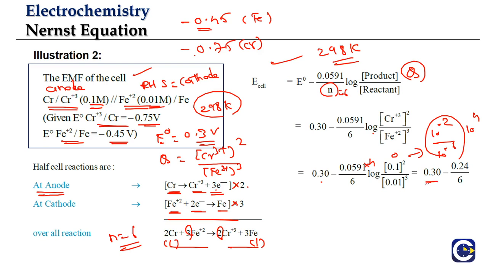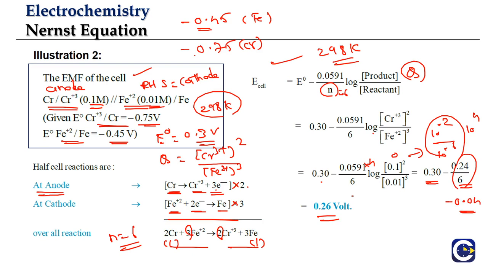So overall what we will be having is approximately 0.3 minus 0.24 by 6, which will be 0.26 volt. So we can see that this will be 0.04. So 0.3 minus 0.04 will be 0.26 volt. So this is the EMF value for the cell.